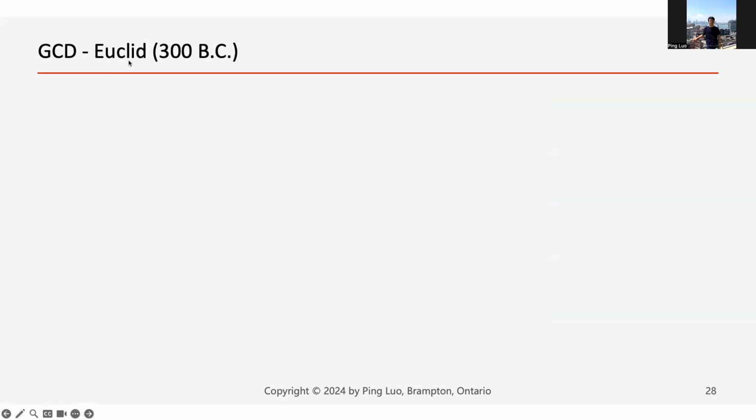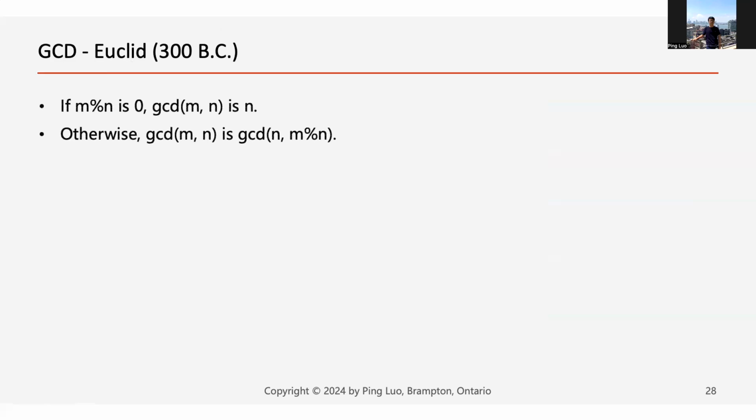This guy Euclid, around 300 BC, actually designed an algorithm that's even better. The idea is that if the remainder is 0, of course, the greatest common divisor is n. That's simple. But otherwise, we don't even have to start from n divided by 2. We can compute that the GCD of M and N actually equals the GCD of N and the remainder of M divided by N.